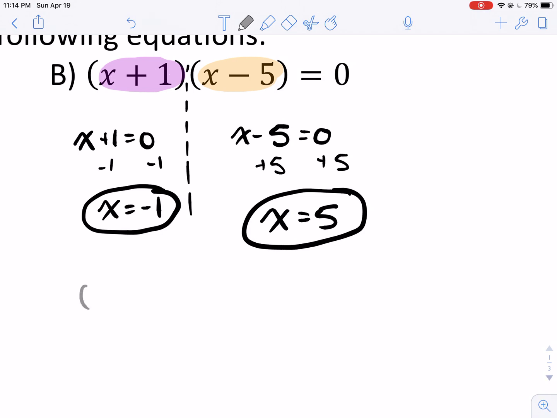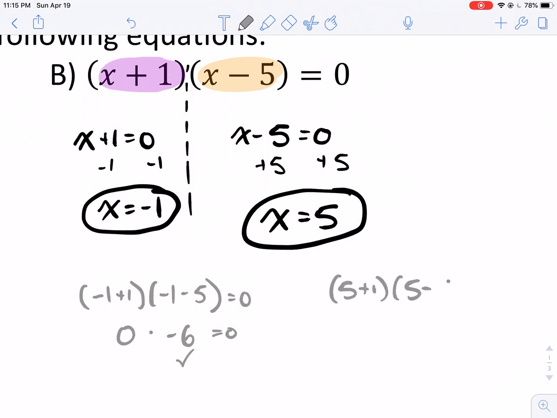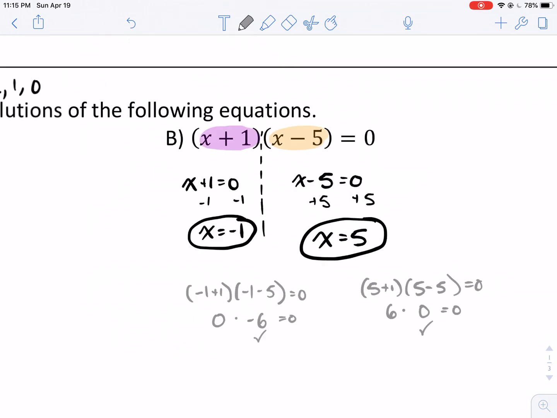So if x is negative 1, that's negative 1 plus 1 times negative 1 minus 5. Is that equal to 0? Well, 0 times negative 6 is 0. So yeah, that's true. And then on this side, 5 plus 1 times 5 minus 5. Is that equal to 0? Well, 6 times 0 is 0. So yep, that's true.